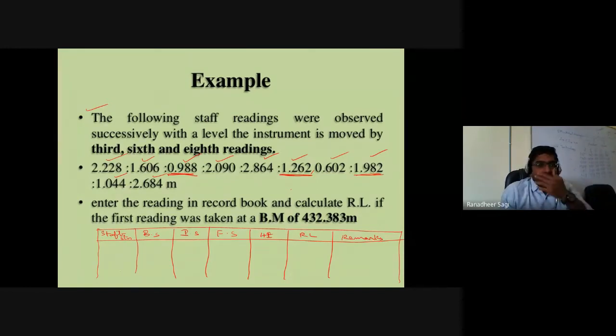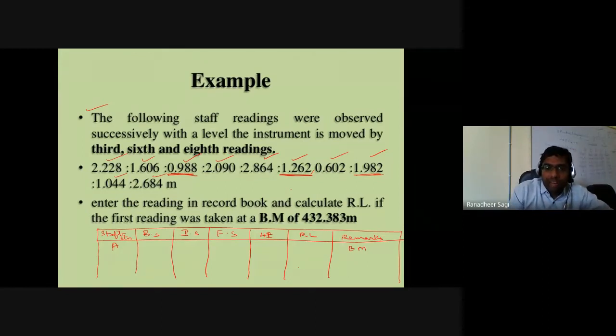First, let us understand the complete question that is given. Enter the readings in a record book and calculate RL values if the first reading was taken at a benchmark of 432.383 meters. Let's say the first reading we have taken is on some point which I am calling point A. And where is that first reading taken? It is taken on a benchmark point. In the remarks, I'll write that point A is the point we refer to as the benchmark point.